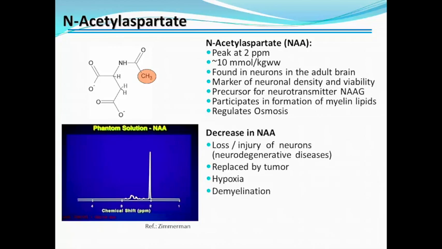Whenever we see a decrease in NAA, it's typically associated with loss or injury of neurons. So in every neurodegenerative disease, NAA is decreased. Or when tissue is replaced by tumor tissue, so neurons are replaced by tumor tissue, it is decreased. It's decreased in hypoxia and demyelination. The only disease where it's increased is Canavan disease, where the enzyme that breaks down N-Acetylaspartate into acetate and aspartate is missing, so you have a huge accumulation of NAA.